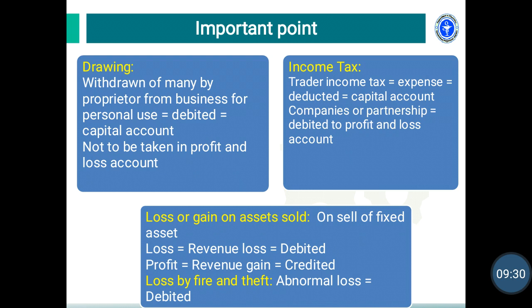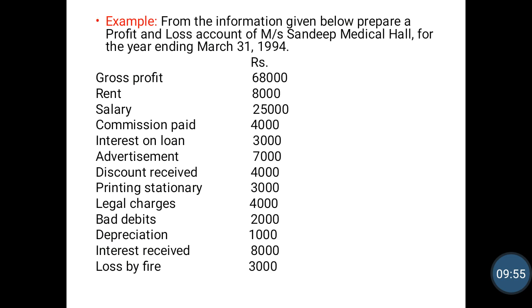And the last point, that is loss by fire and theft. Loss due to fire and theft is considered an abnormal loss, and it is debited to the profit and loss account. So these are some important points which should be taken into consideration when we go for preparation of the profit and loss account. So let's see an example of a profit and loss account.